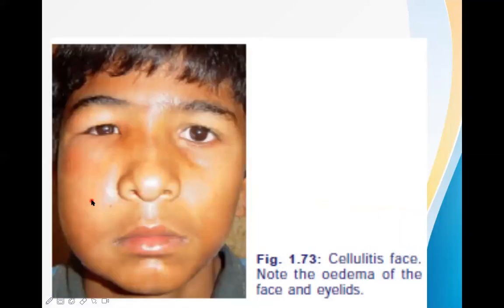Now this is a cellulitis of the face. See here there is extensive swelling. Even the eyelids are swollen. One side of the cheek is swollen. So this is a type of cellulitis on the face.